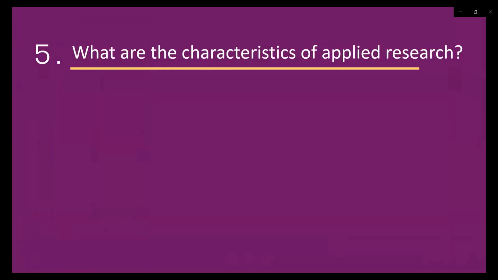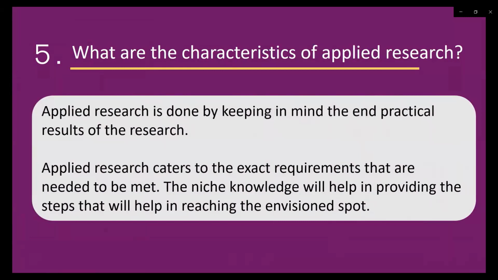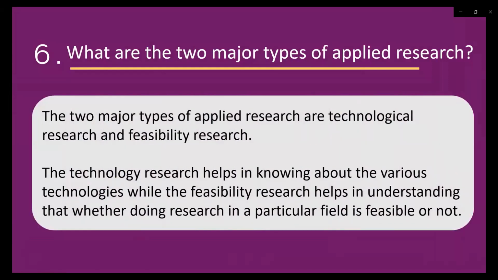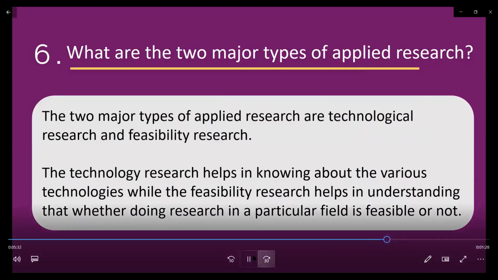What are the characteristics of applied research? Applied research is done by keeping in mind the end practical results of the research. Applied research caters to the exact requirements that are needed to be met. The niche knowledge will help in providing the steps that will help in reaching the envisioned spot. What are the 2 major types of applied research? The 2 major types of applied research are technological research and feasibility research. The technology research helps in knowing about the various technologies.